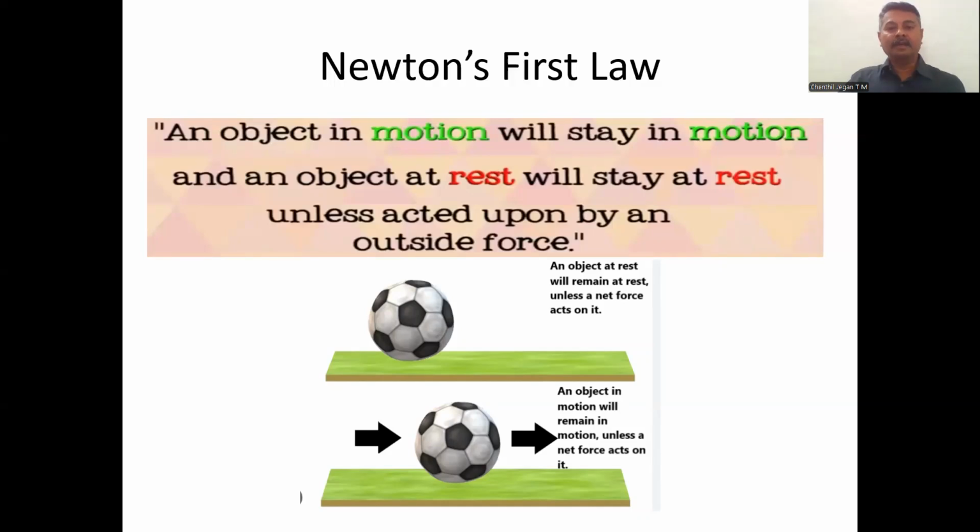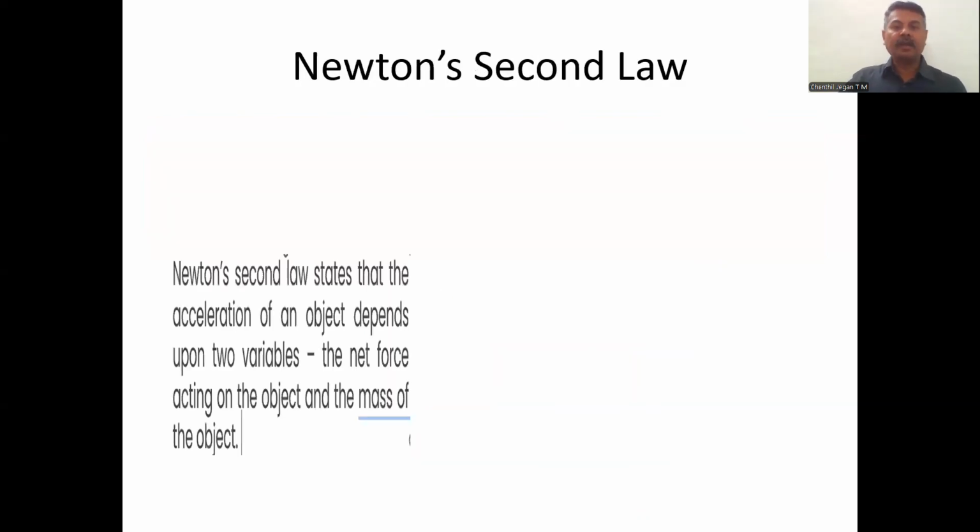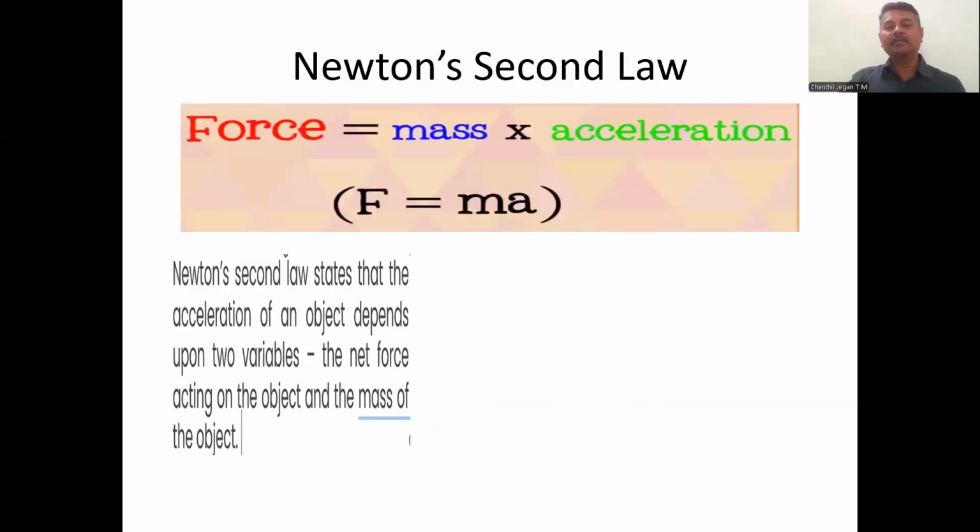Then we can go to Newton's second law. Newton's second law is very simple. It is F equals m into a, where m is the mass of the object and a is the acceleration. So what does Newton's second law say? It says that the acceleration of an object mainly depends on two variables: the net force acting on the object and the mass of the object.